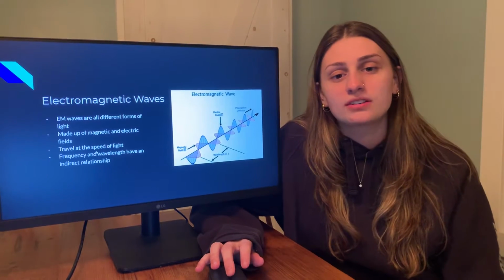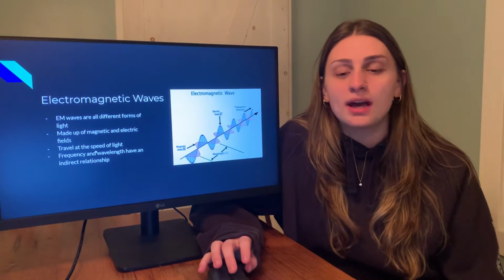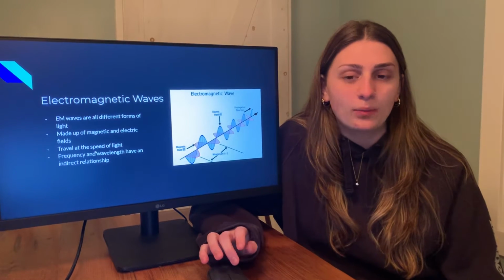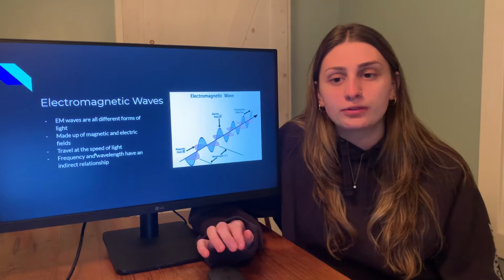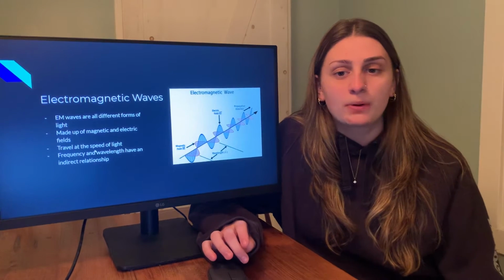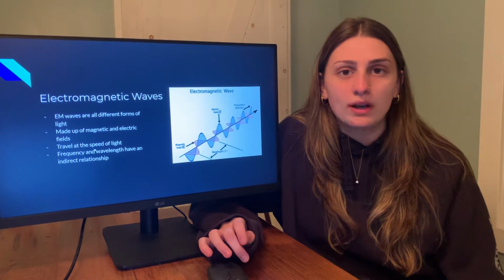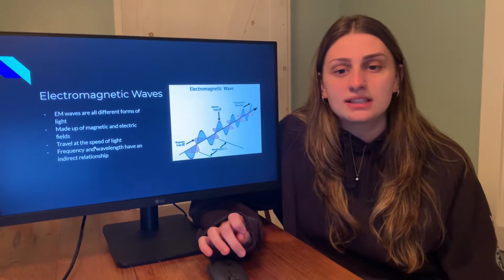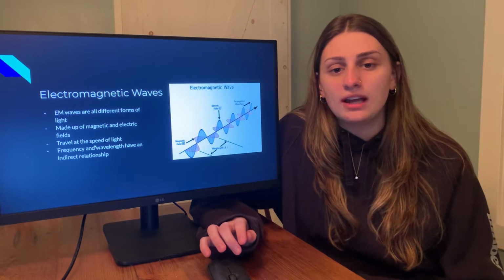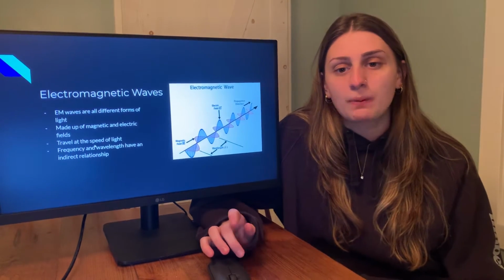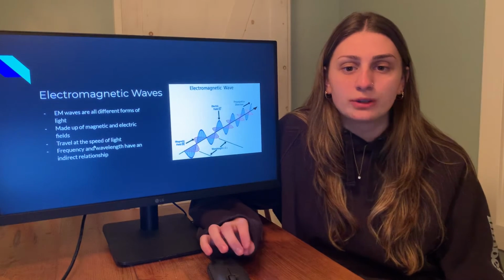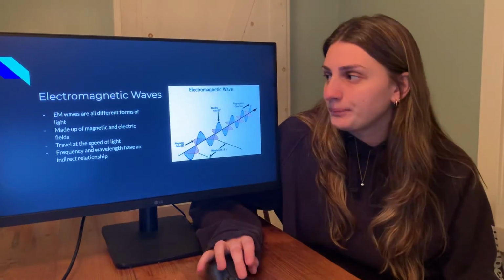To be able to understand what the electromagnetic or EM spectrum is, first we're going to need to understand what an electromagnetic wave is. EM waves are all different forms of light and are made up of electric and magnetic fields. The major properties of EM waves are speed, wavelength, and frequency. Because EM waves are all light, they travel at the speed of light, but can differ in wavelength and frequency. These properties have an indirect relationship, so as wavelength increases, frequency decreases, and vice versa.